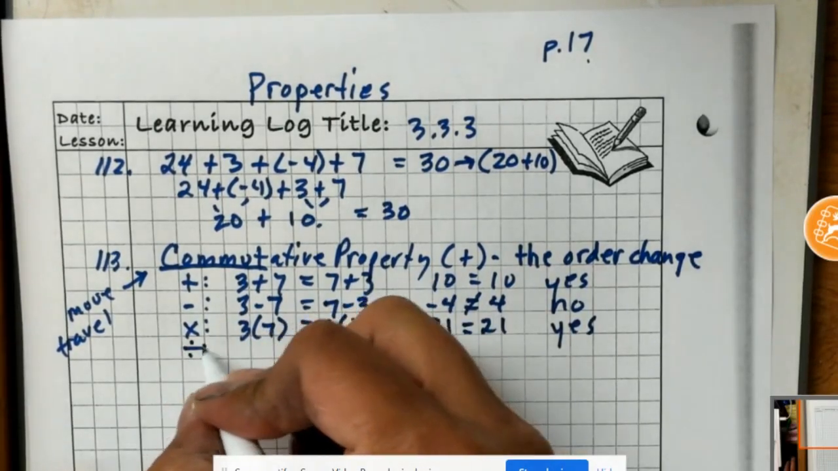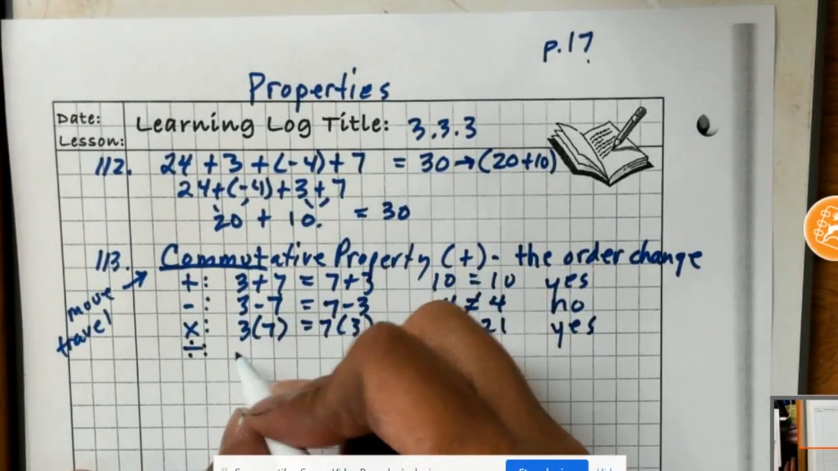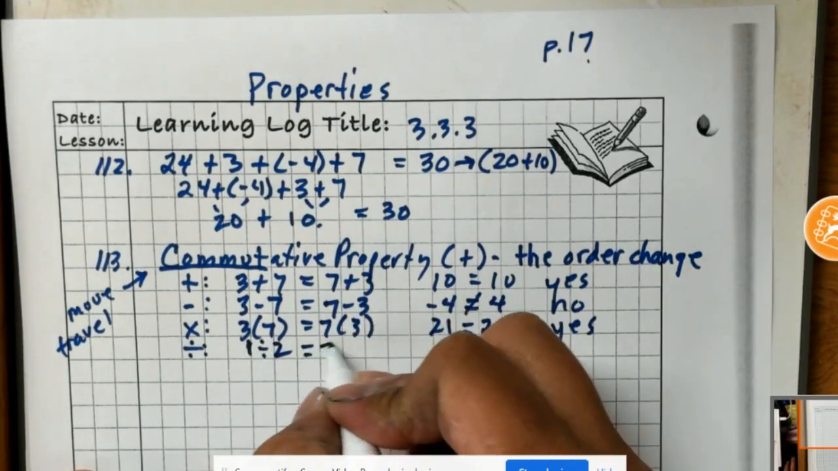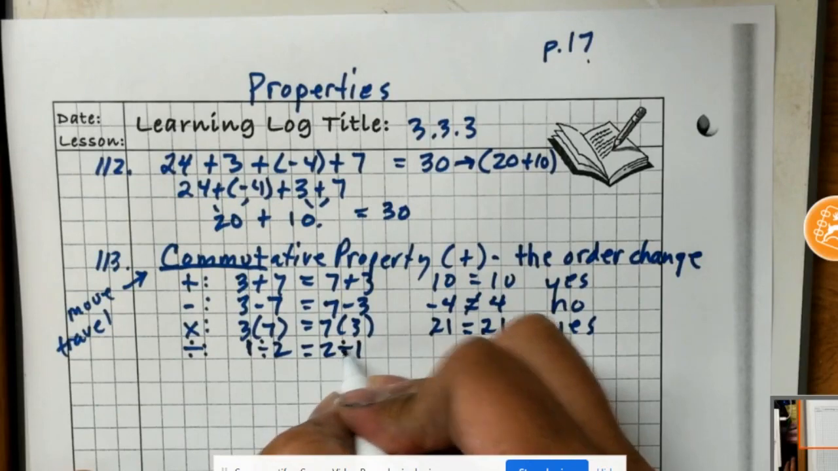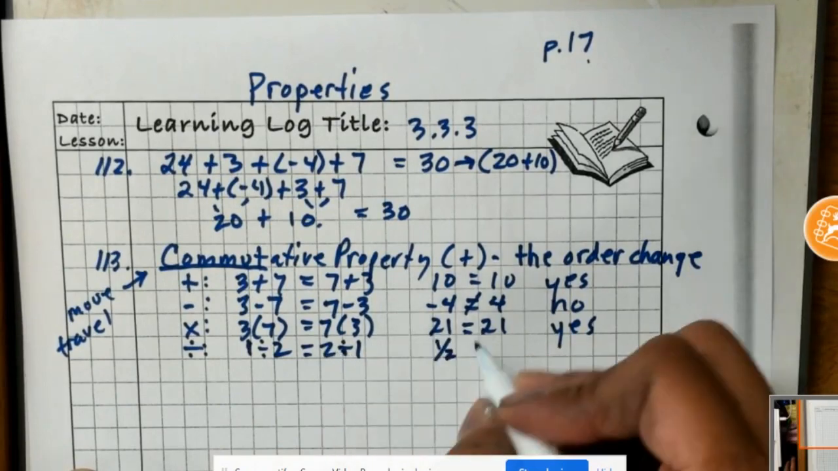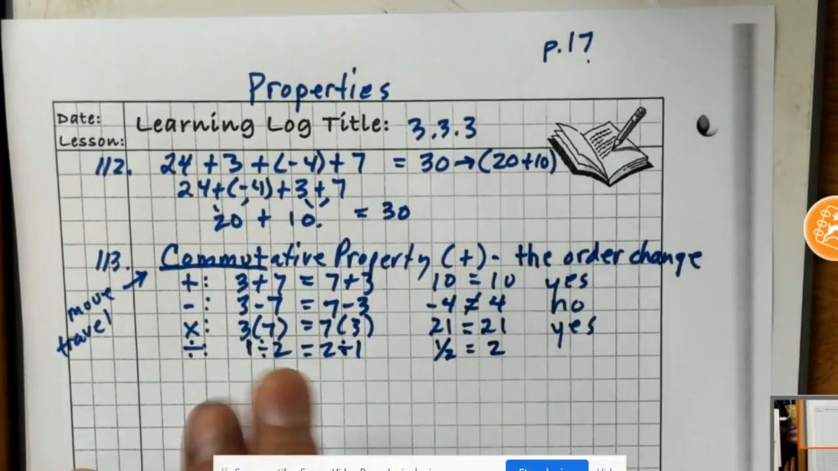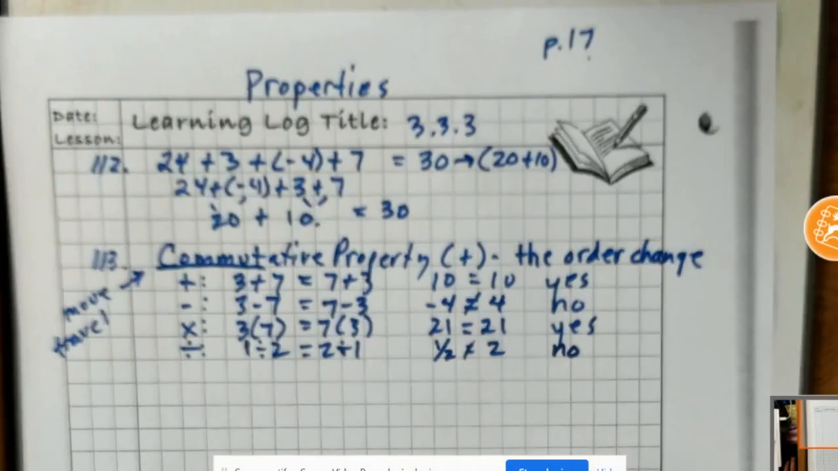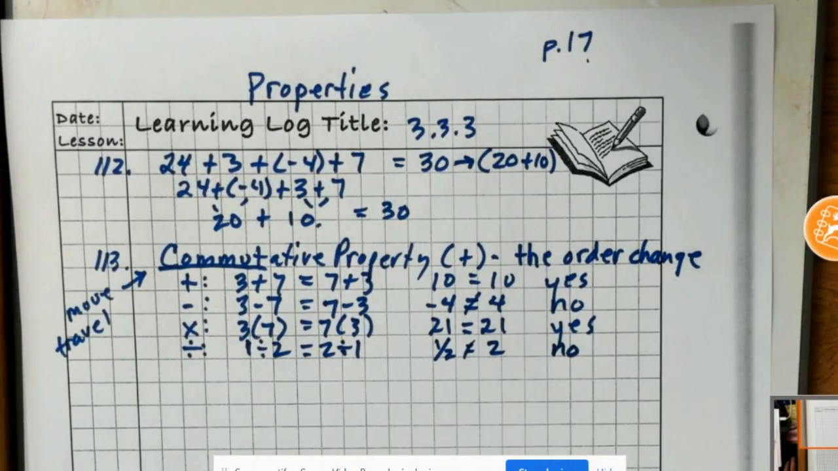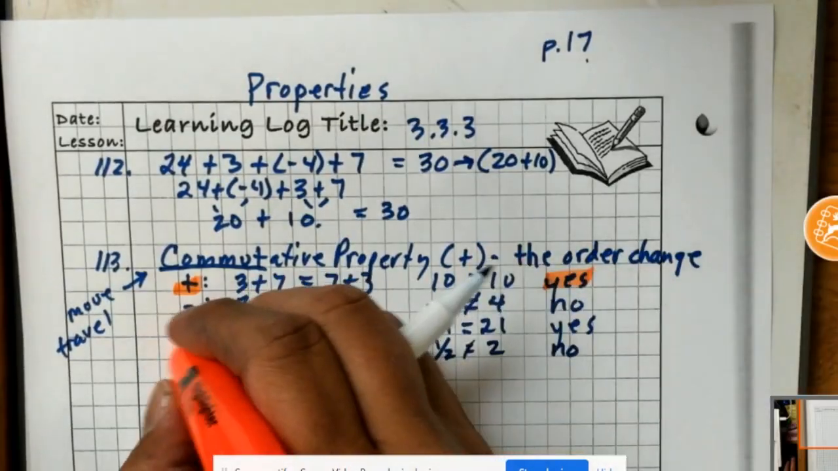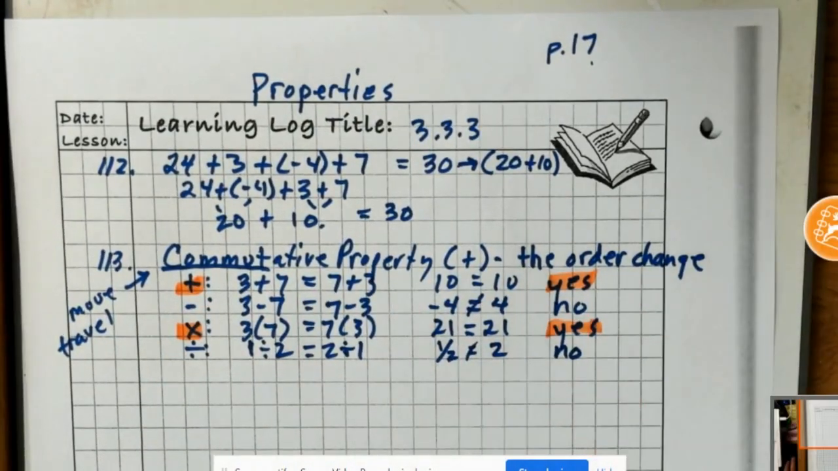Is division commutative? Let's do 1 divided by 2. Is that the same as 2 divided by 1? All right, so 1 divided by 2 is 1/2, and 2 divided by 1 is 2. So we just flip the order, and we see that it did not give us an equation. All right, so it follows that the two properties that are commutative are addition and multiplication. Those two are commutative.